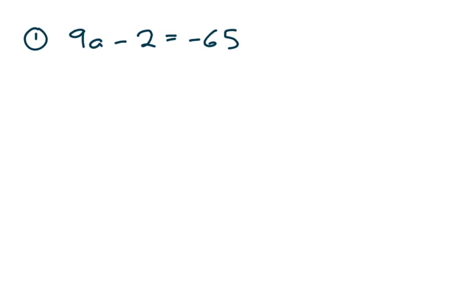So let's look at our first problem. 9a minus 2 equals negative 65. So the first thing I'm going to do is separate my equation at the equal sign. Whatever I do on one side of my equation, I have to do on the other. So we want to do our adding and subtracting first. So I'm trying to get this a by itself.